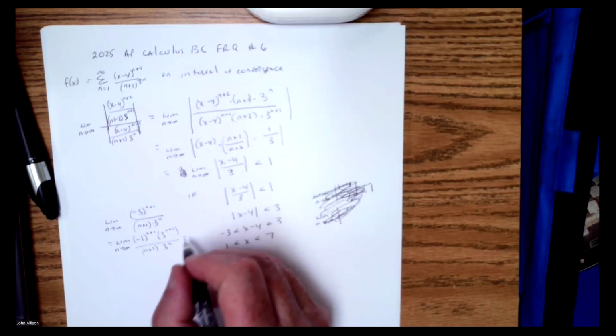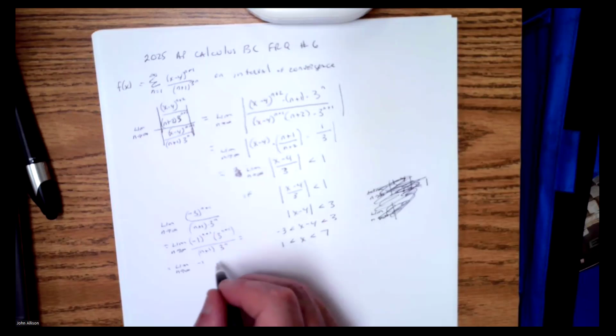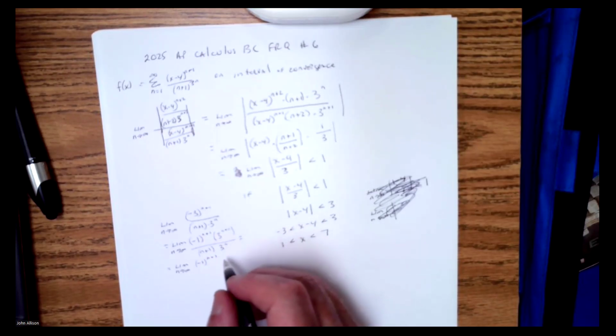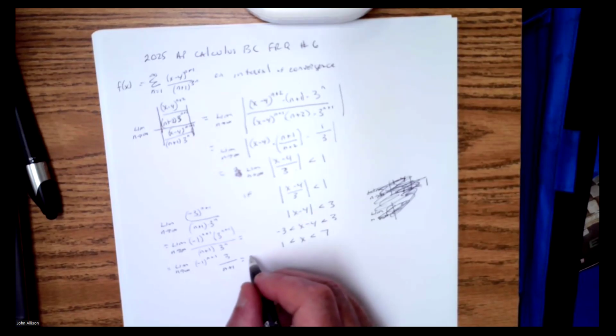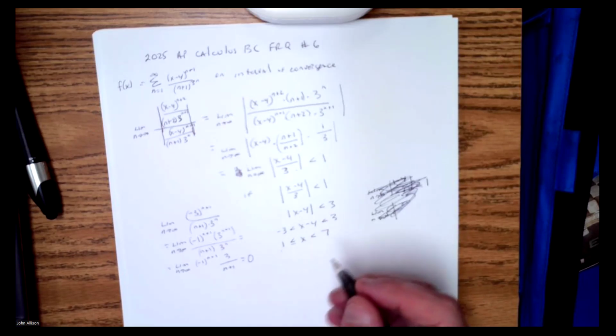So that is the limit as n goes to infinity of negative 1 to the n plus 1 times 3 over n plus 1, which does equal 0. Therefore, it converges at x equals 1.